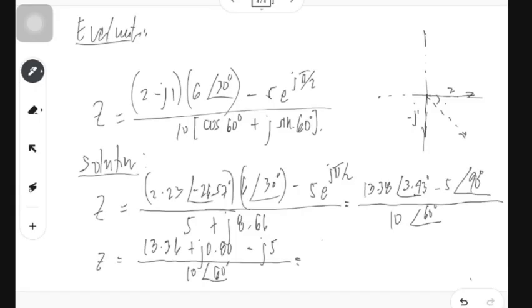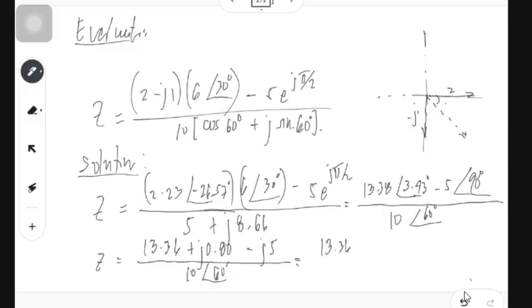The real part is still 13.36. The imaginary part this time is negative j. 5 minus 0.8 is 4.2. No? Then divided by 10, bar angle of 60. It's more convenient to divide complex quantities in polar form. So convert 13.36 minus j 4.2 into polar form. What is the result?